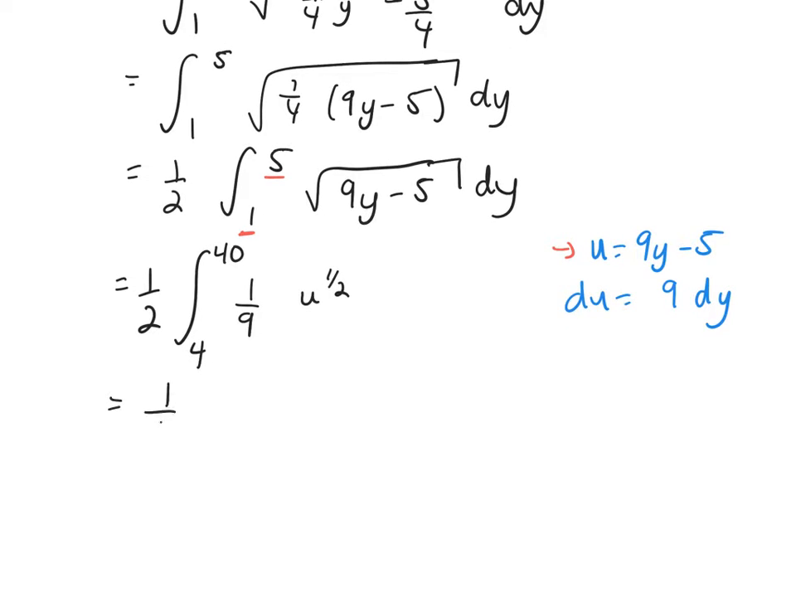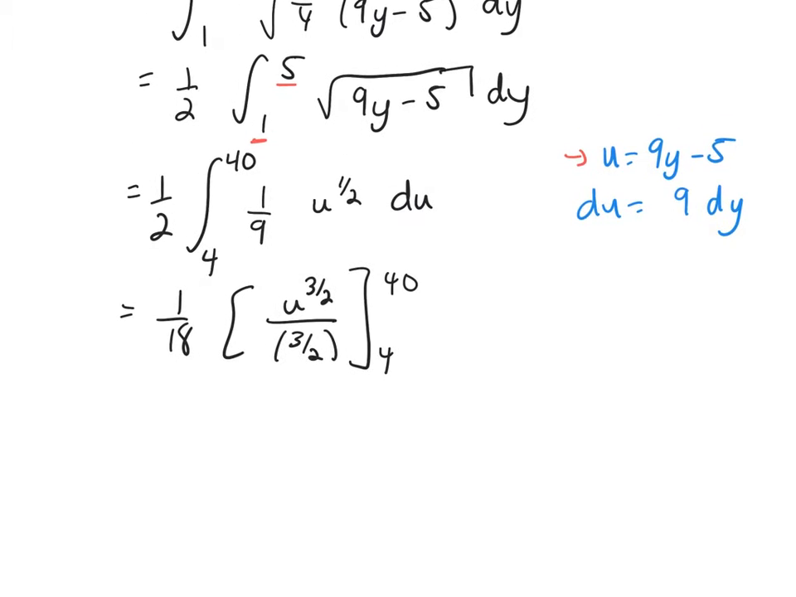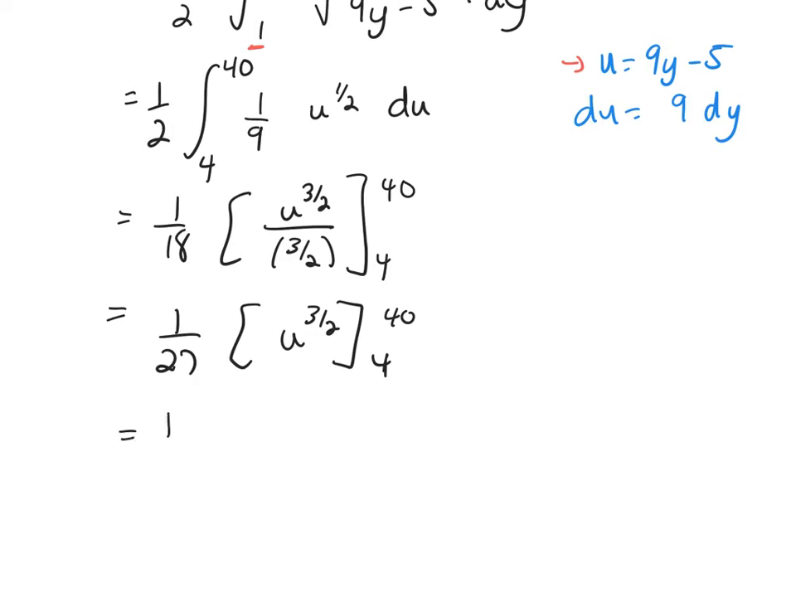So you're going to get 1/18. Do your reverse power rule: u to the 3/2 over 3/2. If I simplify my denominator, it would be 1/27. Plug in top minus bottom: 1/27 times 40 to the 3/2 minus 4 to the 3/2, and there is your arc length.